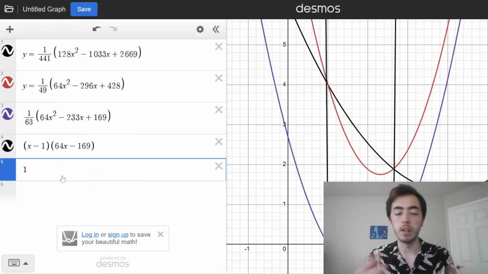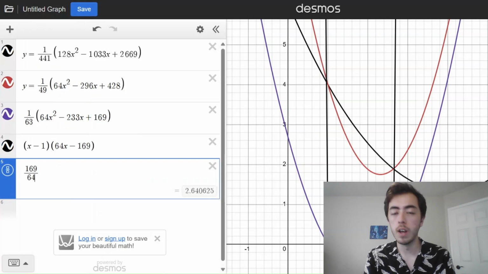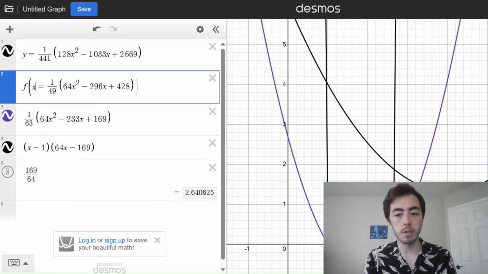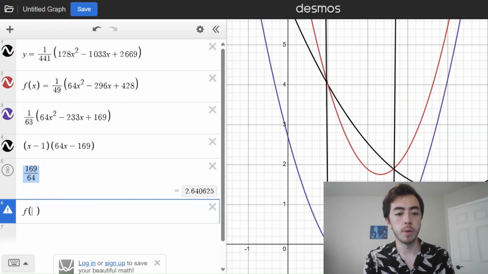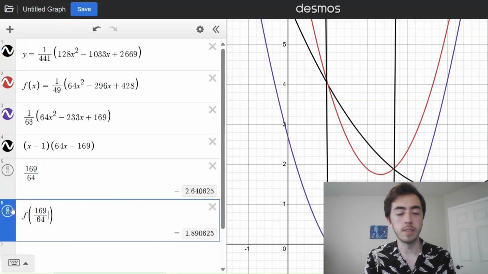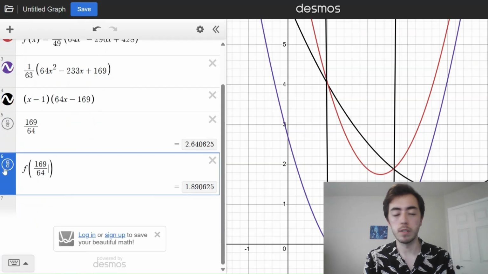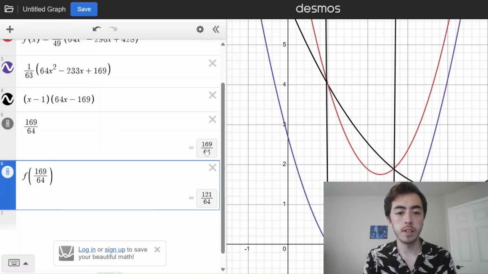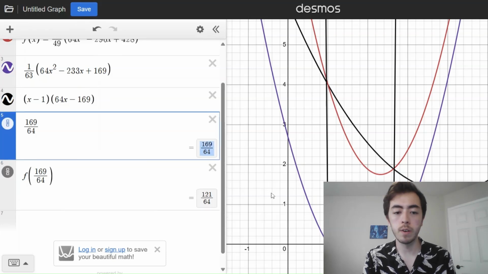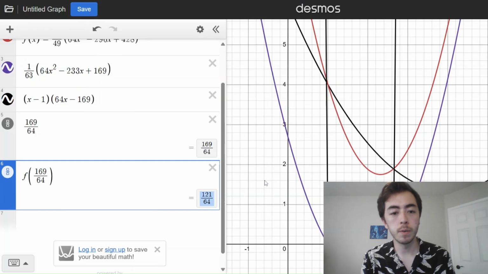Ultimately, we would get, well, on Desmos, x equals 169 over 64. But for the calendar problem, this would be our other z value. And we could plug it into either of these parabolas at this point, and we can see what our corresponding y value would be. And this little button right here helps convert decimals into fractions. So we could have this as our z value and this as our y value. And this, of course, is greater than that.